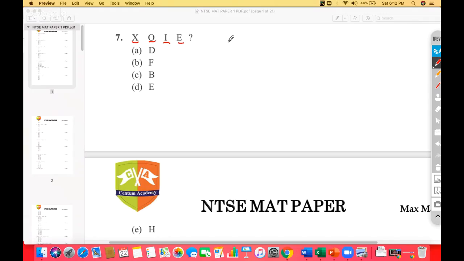A lot of you are saying question number 7 answer is A. So question number 7 answer is not A, I think. Okay, let me check. So look at here. X is 24. O is 15. I is 9. And then E is 5. So this is minus 9.